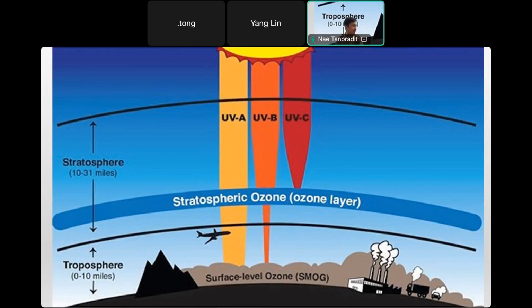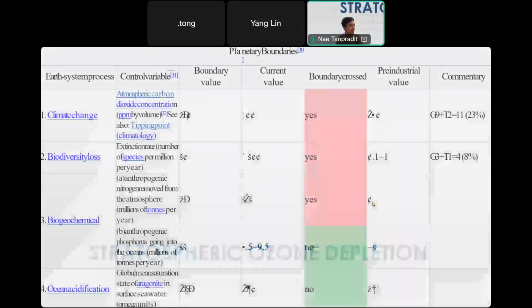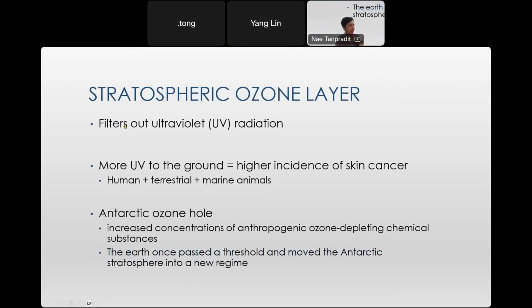So this is the layer of the atmosphere. We see that the ozone is here, dimming and filtering the UVC and some of the UVB. This text says that more UV reaching the ground means a higher incidence of skin cancer in humans, terrestrial and marine mammals, and others. That is why they put it in the planetary boundaries.